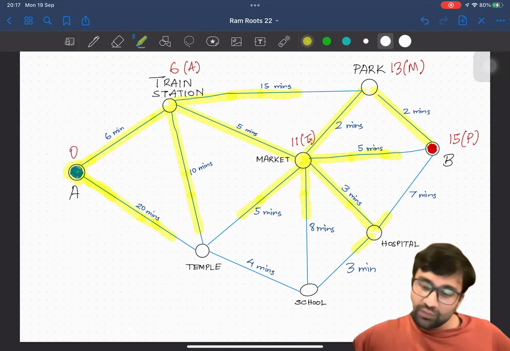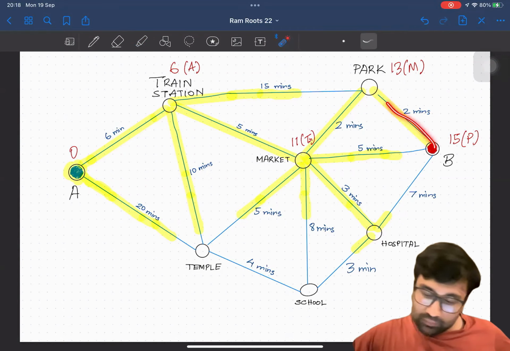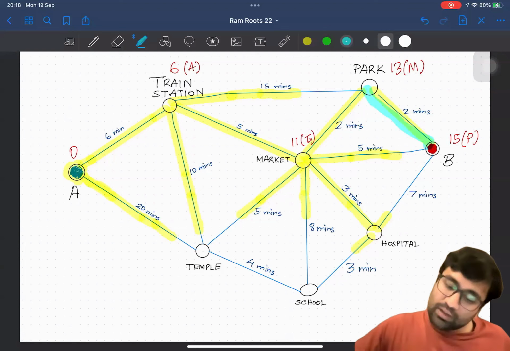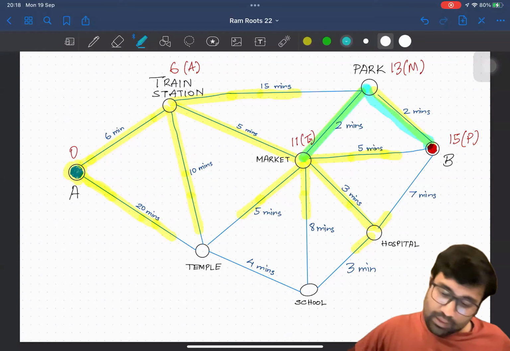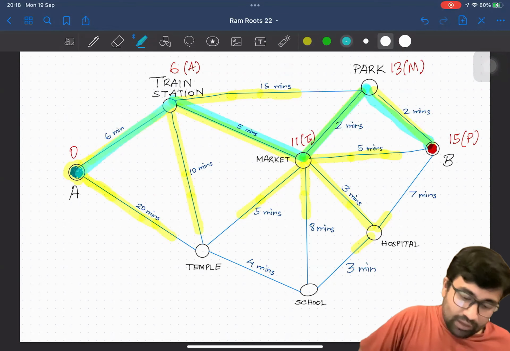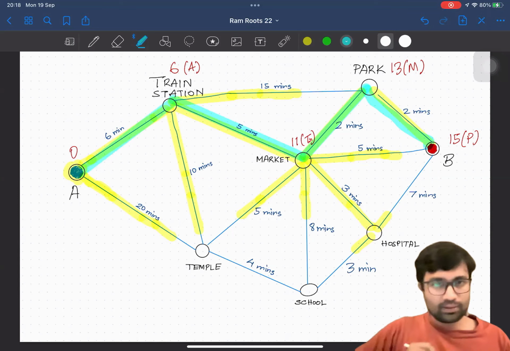So B knows that the fire came from the park, right? So it has saved this information. So from B, we draw our path towards the park. Then park knows the fire came from the market, market knows the fire came from train station, and train station knows fire came from A. And this tells us the path from A to B, right?